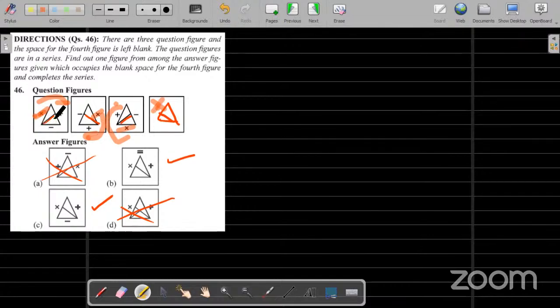And think of the minus sign now. Minus sign is below the first diagram. Below the first diagram, it goes in the clockwise direction. It comes here. From there, it comes here.